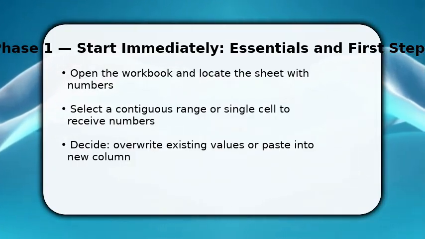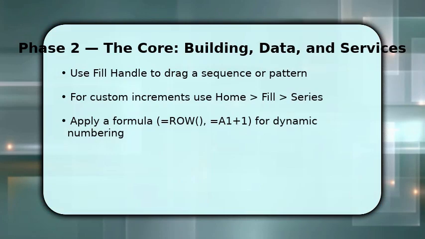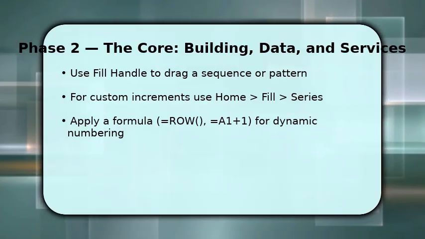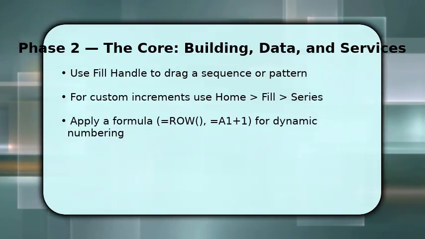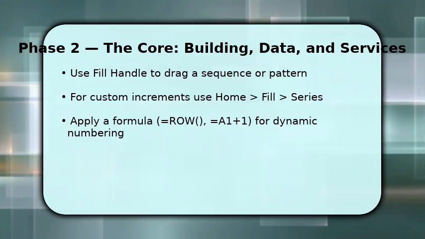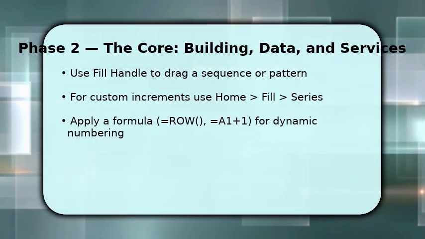Now generate numbers using the method that fits your need. Drag the fill handle for simple sequences. You'll see a small square at the cell corner. Click and drag it down. For precise increments, choose Home, Fill, Series, then set step value and stop value to control spacing.